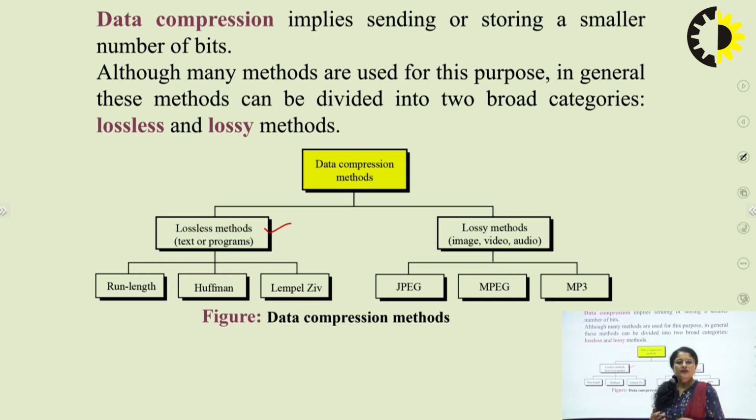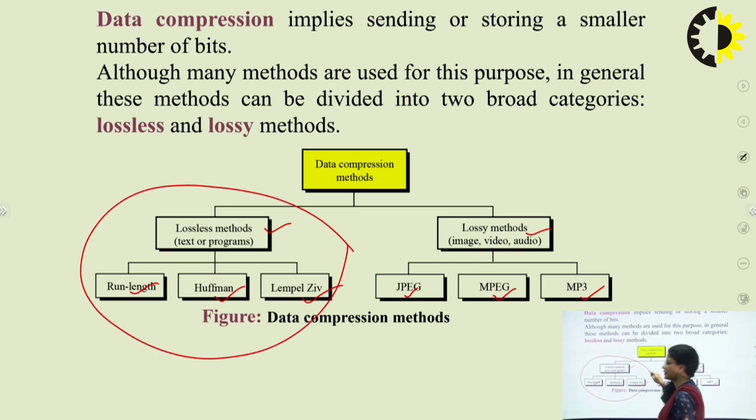Out of this, three algorithms are quite important. The names of them are: one is run length coding technique, the other one is Huffman coding, followed by LZ coding technique, which is also called Lempel-Ziv coding technique. Under lossy methods, we have techniques called JPEG, MPEG, MP3, and so on.